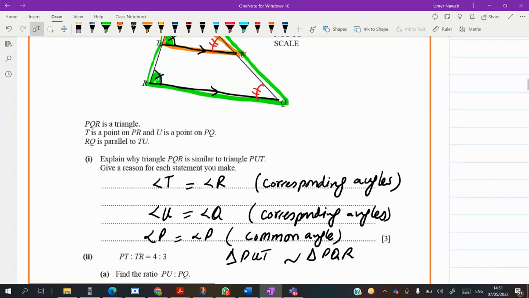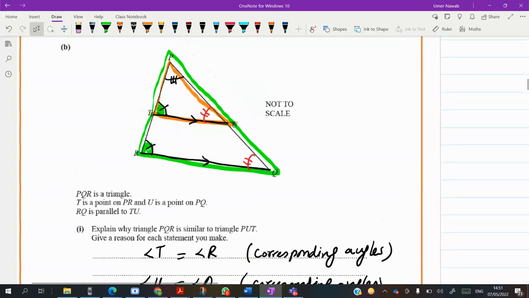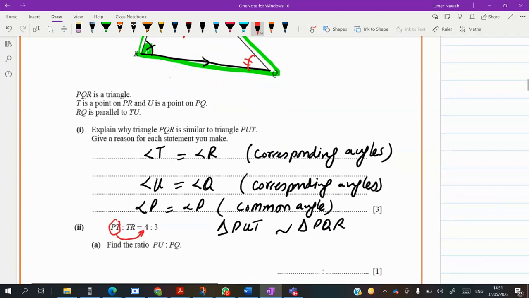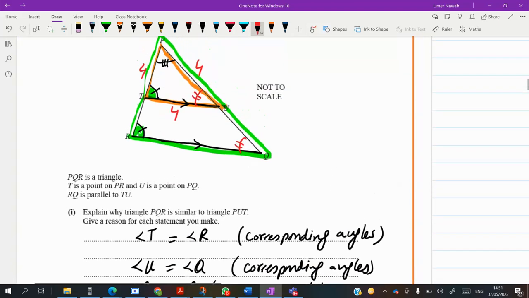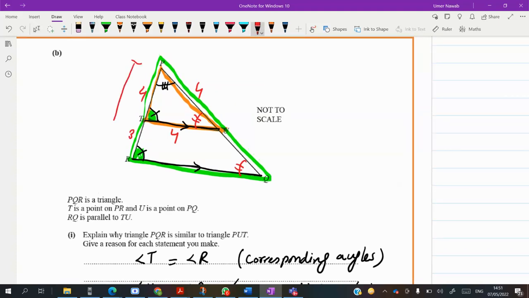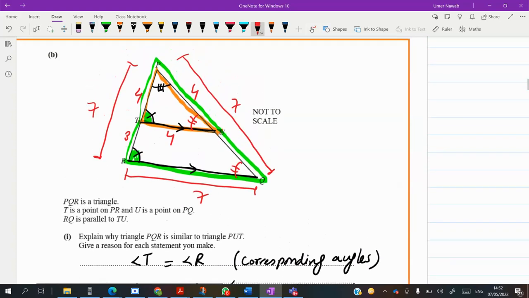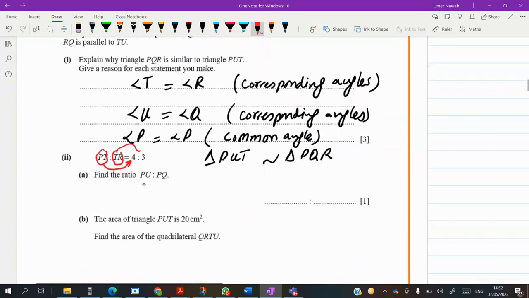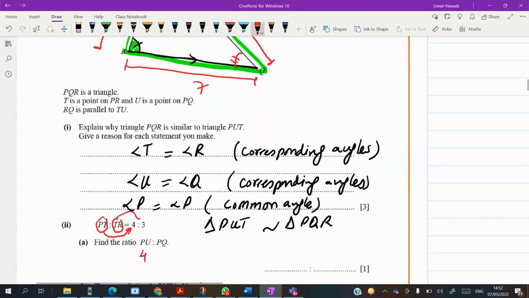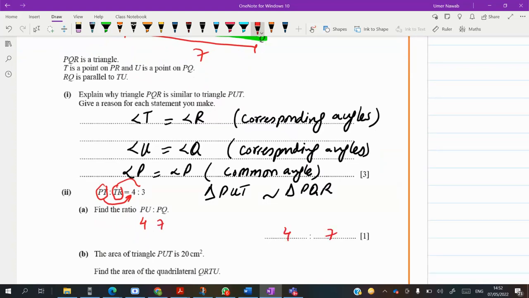In similarity, one thing is very, very important. We can compare the ratios of the sides. So PT is 4. So if this is 4, I can say this is 4, this is 4. And he said that TR is 3. So this total is 7. This is 7. And this is also 7. Now, what do we want to compare? PU and PQ. Look at that. PU is 4 and PQ is 7. So 4 is to 7.